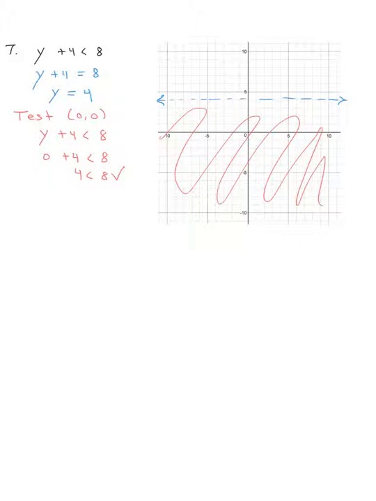One thing to point out here is that there were no x's in this statement. I knew I was going to get a horizontal line because of this, but also in your test point, this x equals 0 goes nowhere. This 0 went in place of y, and we still got to our final answer.